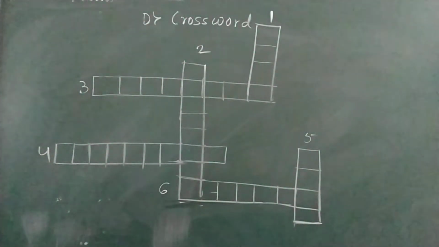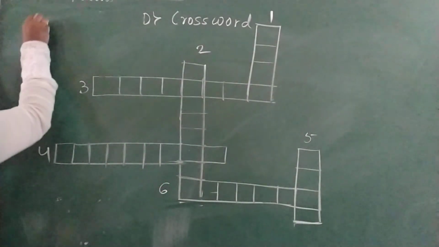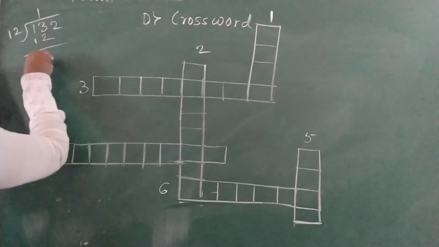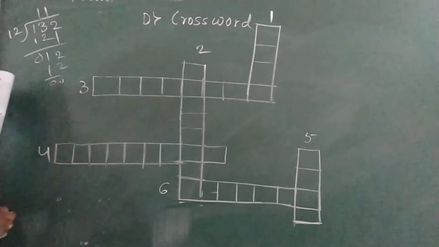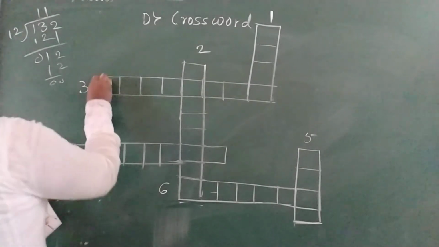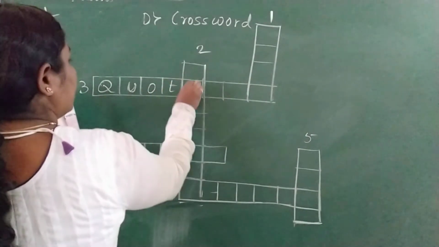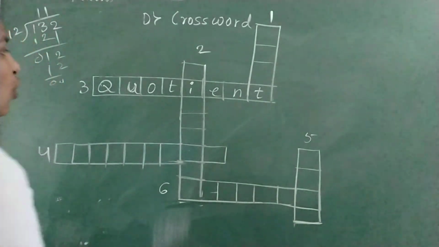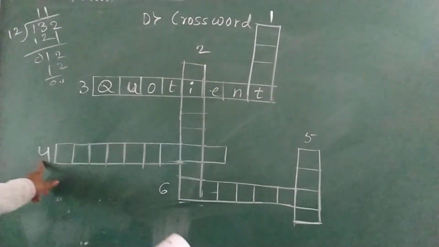Across, third one. 132 divided by 12 gives 11 as a. So 132 divided by 12. 12 ones are 12. 3 minus 2, 1. And this is 2. 12 minus 12. Then what is the 11? This is the quotient. Q-U-O-T-I-E-N-T, quotient.